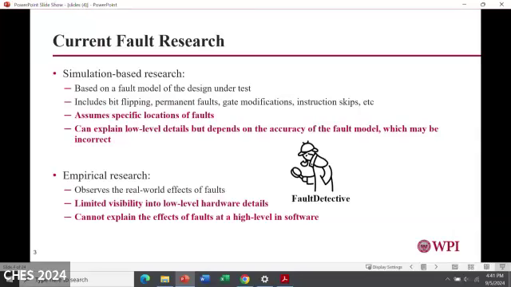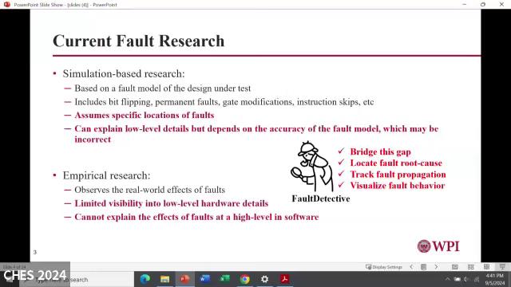So this is where Fault Detective comes in. It will be able to bridge the gap between simulation and empirical research. It will also help you to locate where the fault root cause is and show its propagation. Therefore, we'll be able to visualize the fault behavior in graphs.